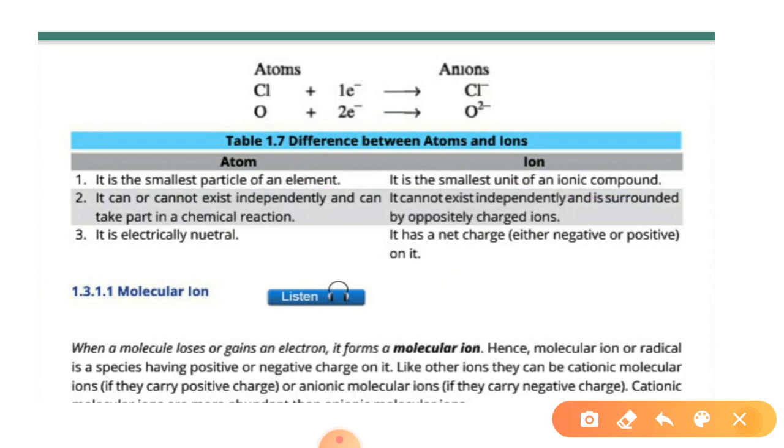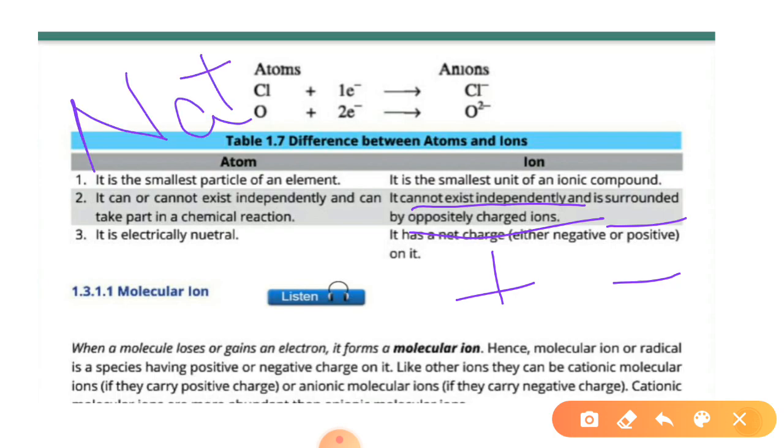The next point: an atom can or cannot exist independently and can take part in chemical reactions, whereas ions cannot exist independently. Why not? Because they possess positive or negative charge, and it becomes very difficult to exist independently. As they are charged, they must be surrounded by opposite charges. As we talked about sodium, Na positive is surrounded by 6 negative ions.